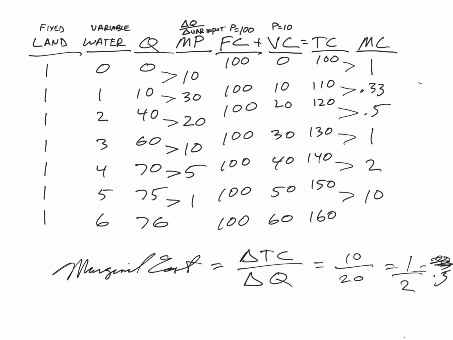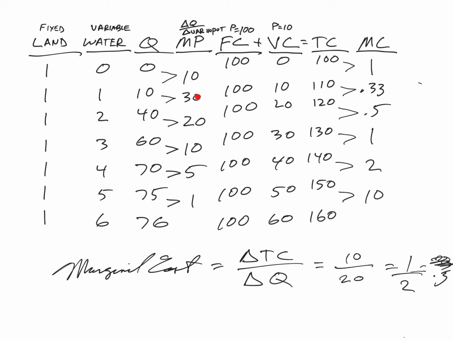Okay, now this is important to understand the relationship between marginal product and marginal cost. Notice that when marginal product is rising, when we've got increasing productivity going from 10 to 30, marginal cost is falling. Well, that makes sense. If productivity is increasing, the cost would be falling there. So increasing productivity, decreasing marginal costs.